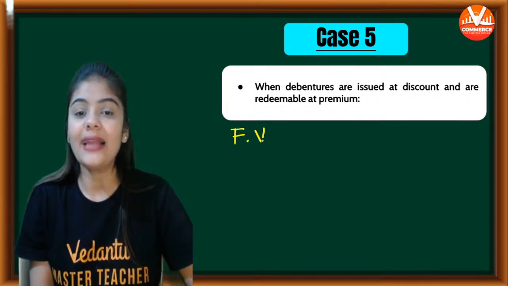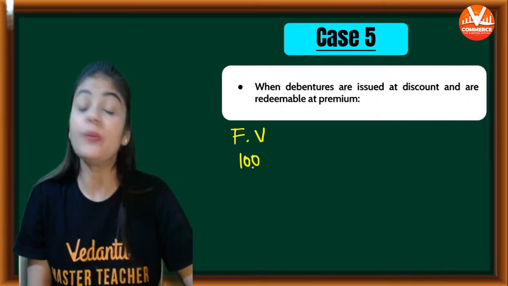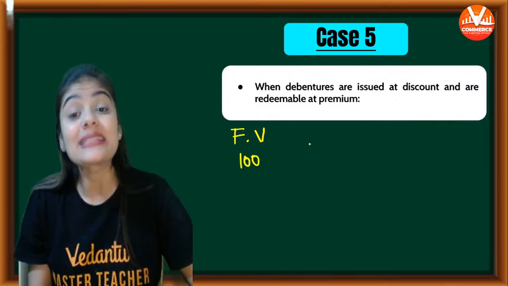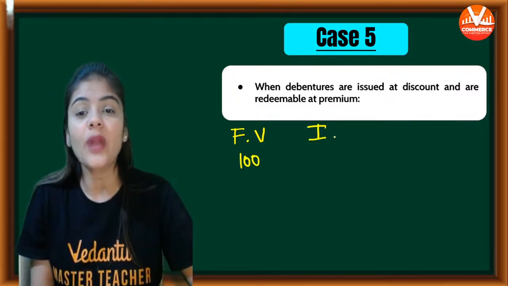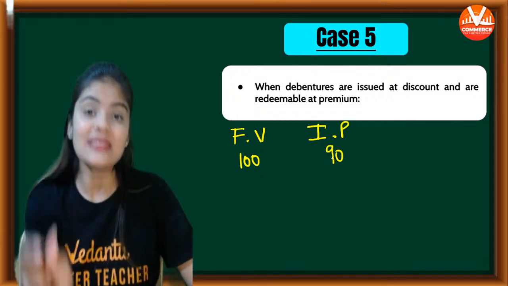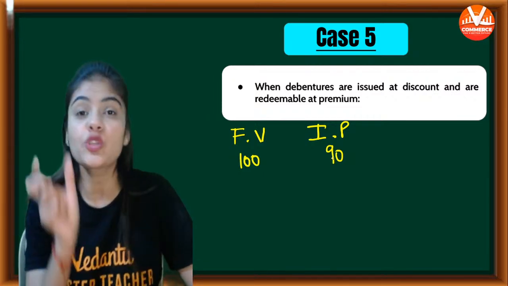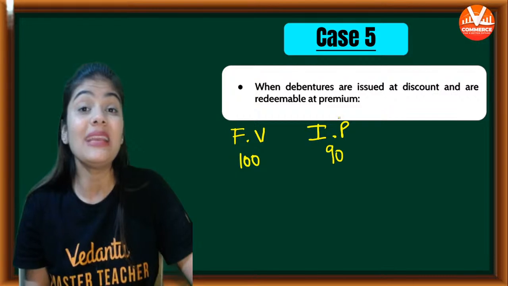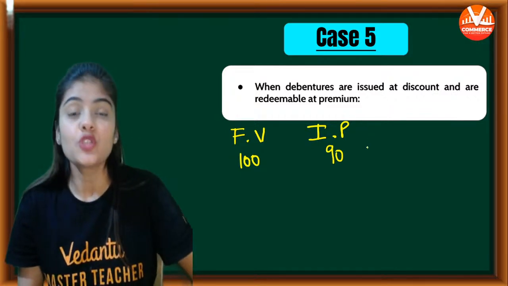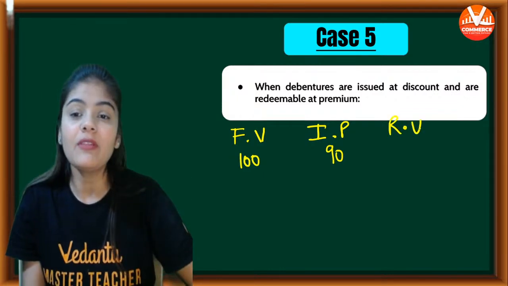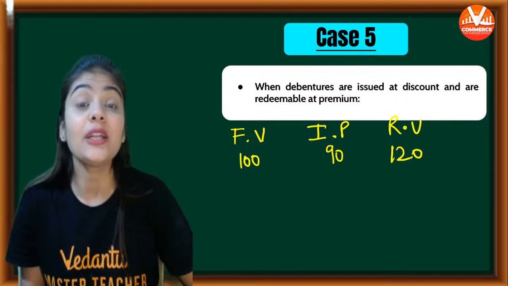The face value is 100 rupees. Now it is issued at discount, so the issue price is 90 rupees, 100 minus 10 rupees discount. And they are redeemable at premium. Suppose the premium is 20 rupees. So the redeemable value is 120.